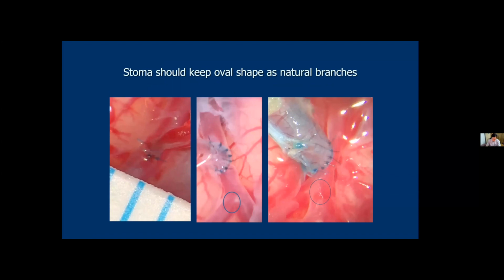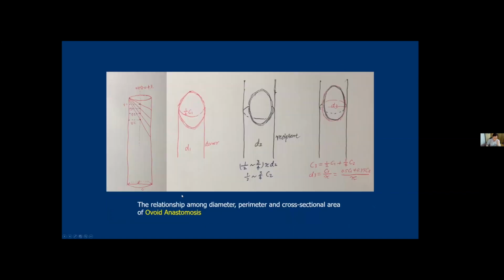So this is what happens in the fish mouth stoma. In my opinion, the stoma should keep an oval shape like natural branches. We can see the natural branch shape, it's all oval. So our stoma should mimic the natural branches. So this is a relationship among diameter, perimeter, and the cross-section area of the oval anastomosis.